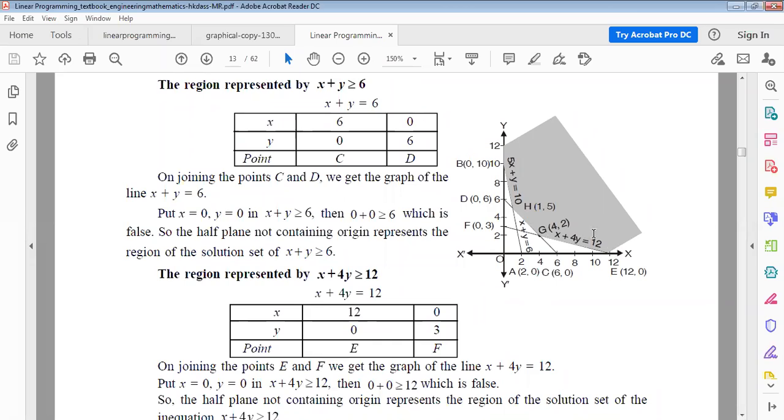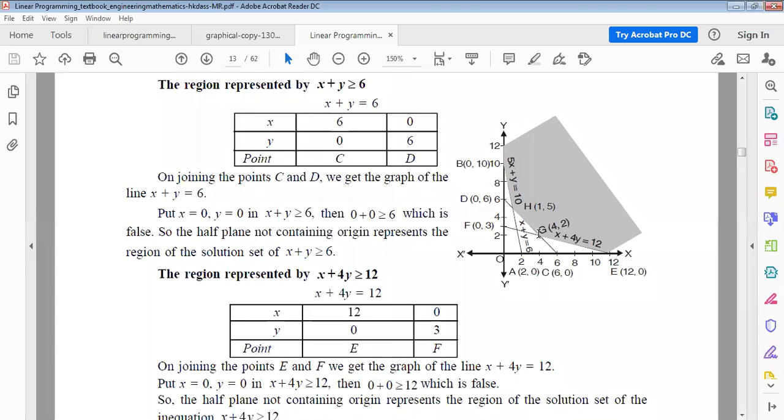How many corner points here? 1, 2, 3, 4. Remember, for a minimization problem, the shaded region will be opposite to the origin. This is the origin and the region is opposite here. So how many corner points? 1, 2, 3, 4.